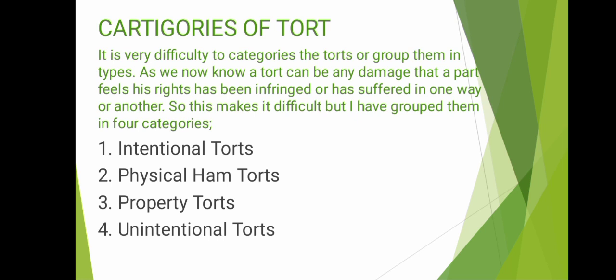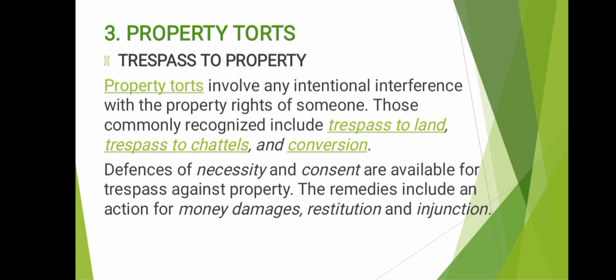Today we are looking at category number 3, the property tort. So we have covered the intentional torts, where we talked about causing emotional harm to an individual, and also physical harm, where we talked about assault. Now we are going to talk about the property tort. In this category, that's where we talk about trespass to property.